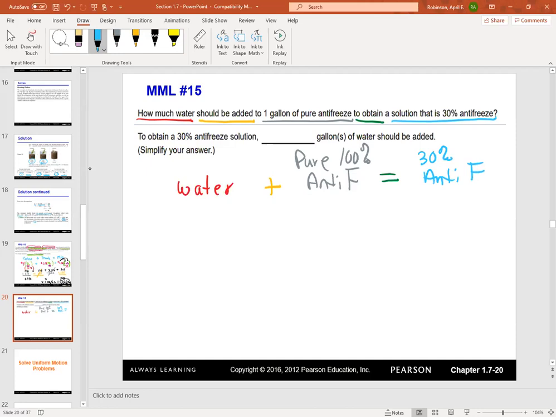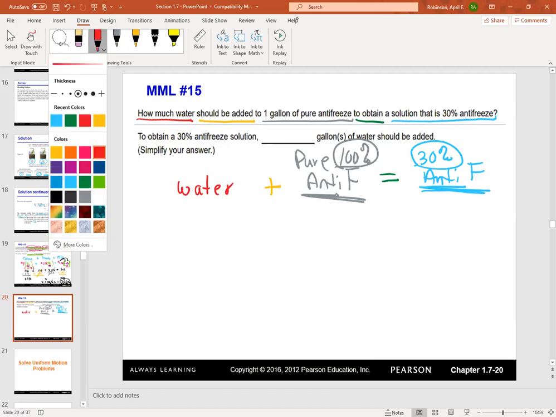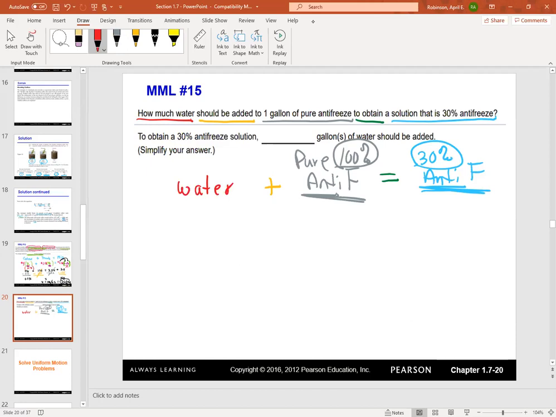What I need is a percentage on the water. A lot of people say, well, it's 100% water. No, no, no. This problem is a mixture based on antifreeze, so everything is percentages of antifreeze. This one is pure, so that's 100% antifreeze. This one is still antifreeze, but they only want it to be 30%. So the big question is, how much antifreeze is in water? 0. Water has 0% antifreeze.